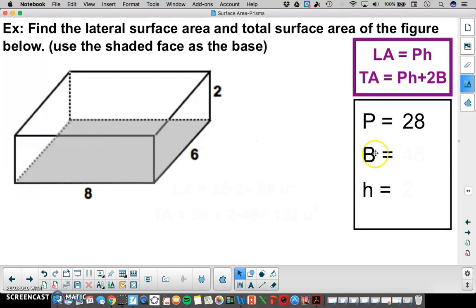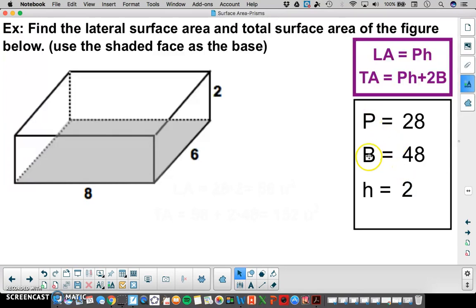To find the area of our base, the big B, we're going to find the area of the shaded rectangle. That's our base on this one. So 8 times 6 is 48. The height of the prism is the lateral edge. So notice here we have this gray base here. The top would also be a base. The length between them is 2. So the height of the prism is 2.